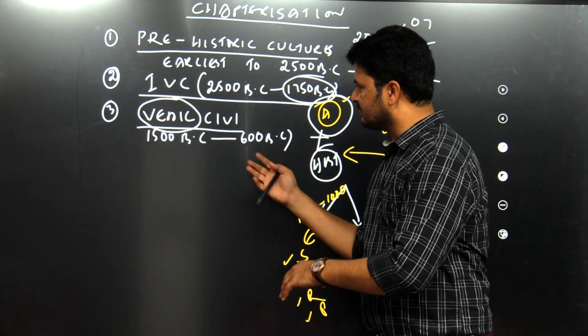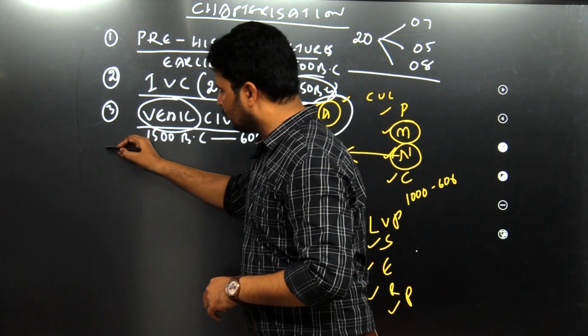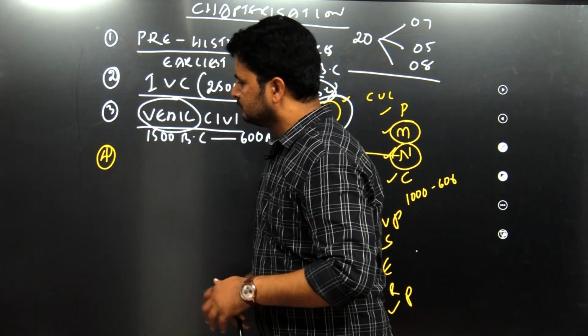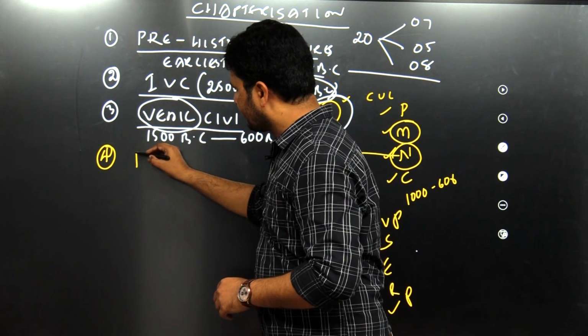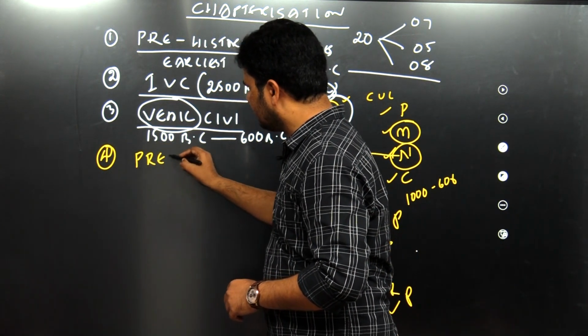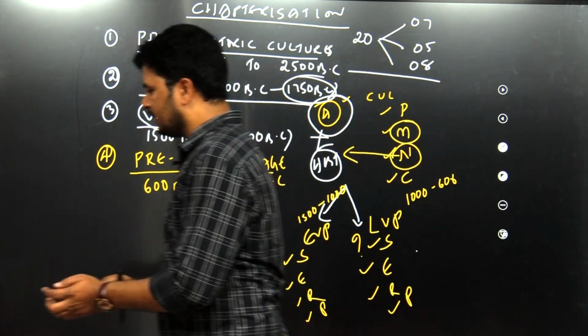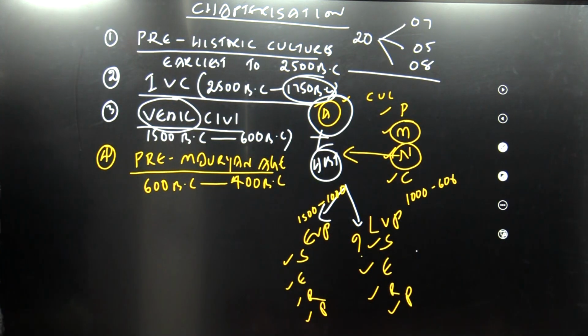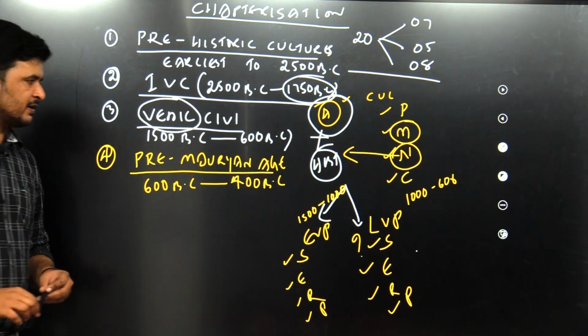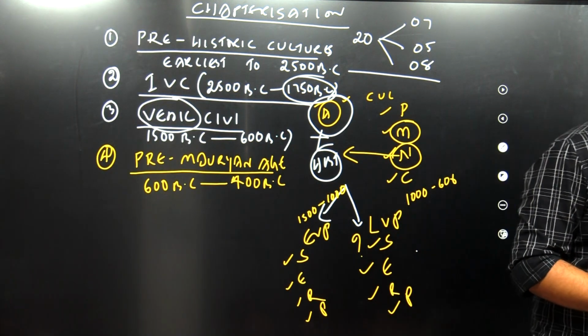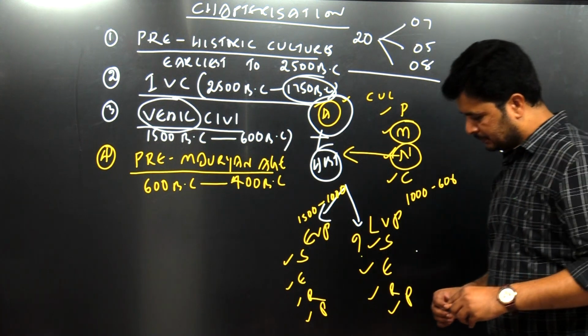Right, keeping aside this stuff, Vedic civilization. And the fourth one, that is pre-Mauryan age. The span of the pre-Mauryan age is 600 BC to 400 BC, please.